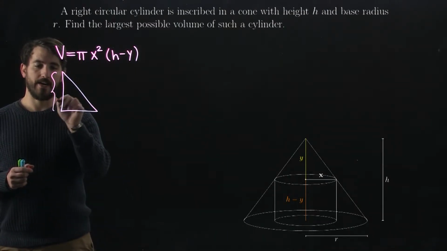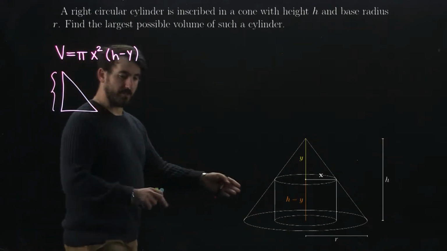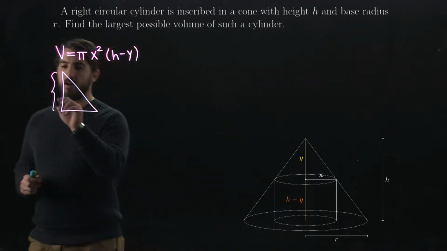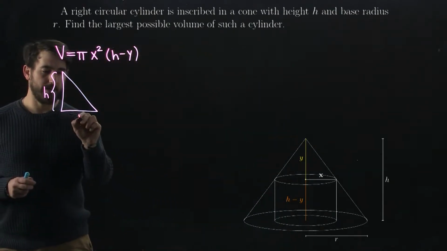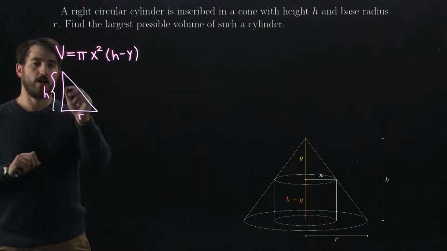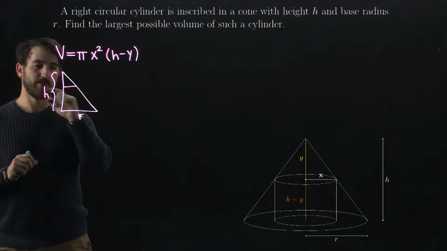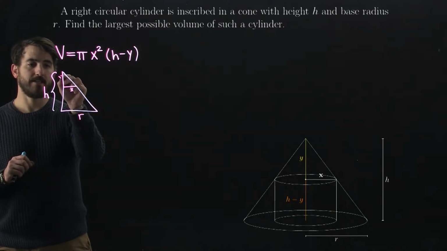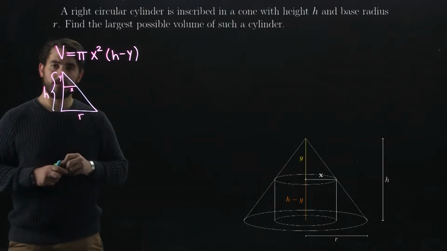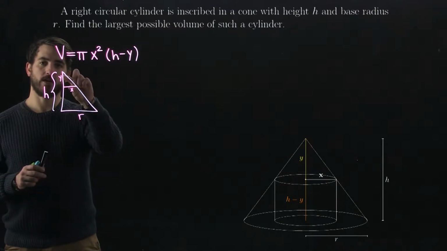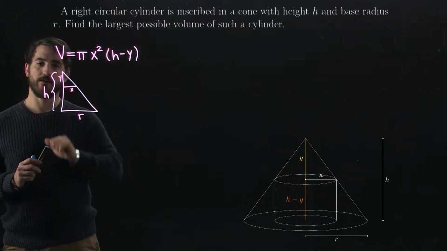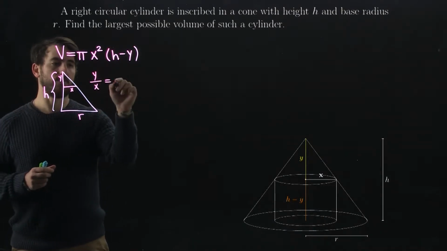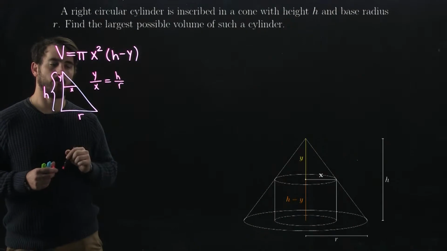We know that the height of the major triangle, which is this part here, is a height of h and a radius of r. And we know that we have another triangle, which would be the top of the cone above the cylinder, which has a radius of x and a height of y. Now, by similar triangles, the ratio of the triangle legs are equivalent. So that is to say, y over x is equal to h over r.